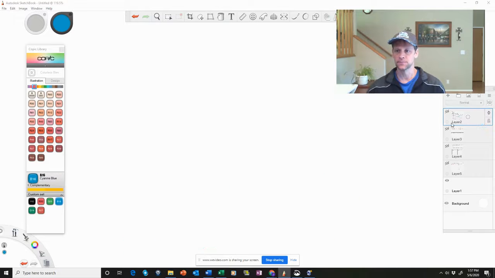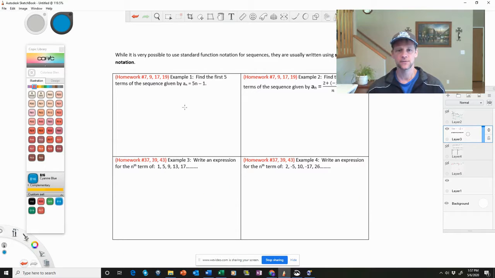Let's do a few little examples. In this first example, what we're being asked to do is to find the first 5 terms of the sequence. All right? And it tells us that a sub n equals 5n minus 1. That implies that a sub 1 is going to equal 5 times 1 minus 1. In other words, 4. A sub 2 is going to be 5 times 2 minus 1. In other words, 9. A sub 3 is going to equal 5 times 3 minus 1. In other words, 14. So on, so on, and so on.